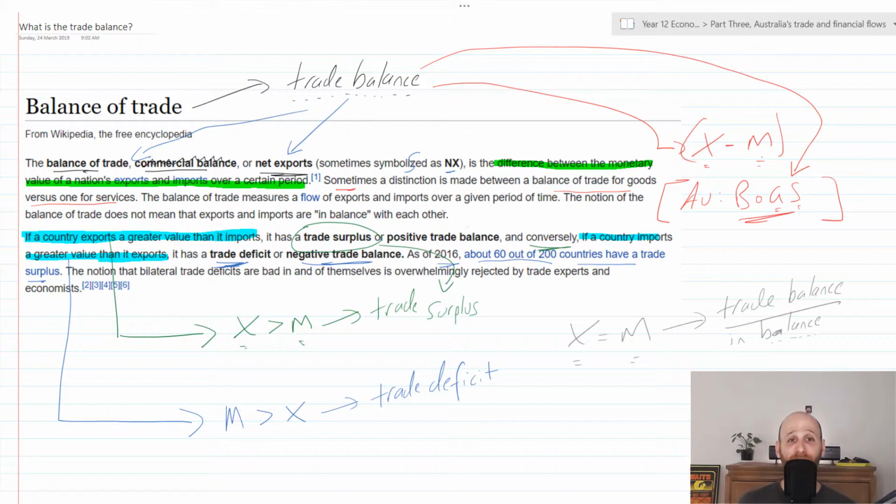Okay, so this was a very useful little passage that I saw from Wikipedia, and I'll put the link in the description, obviously, but this is the discussion about the trade balance, balance of trade, net exports, all are the same thing.